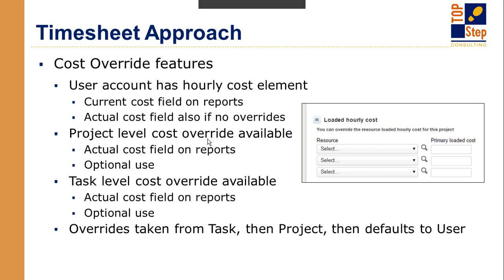If you're interested in those features, those are switches that OpenAir would have to turn on for you to allow project cost override or task cost override. Now, if you turn them all on, then you have this flow. If there's an override at the task level, it'll use that. If not, it'll look for one at the project level. If it doesn't see that, it'll use the cost in the user profile.